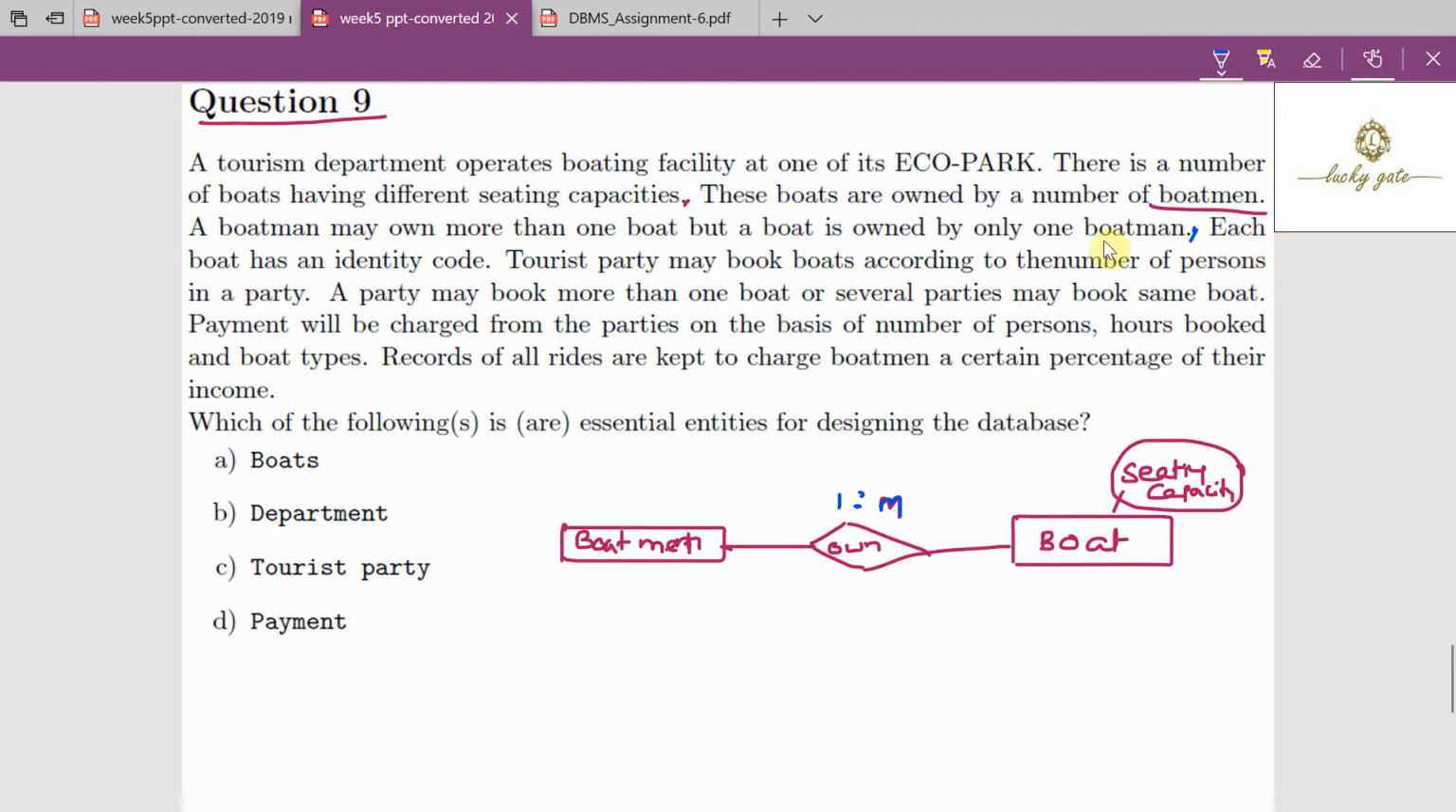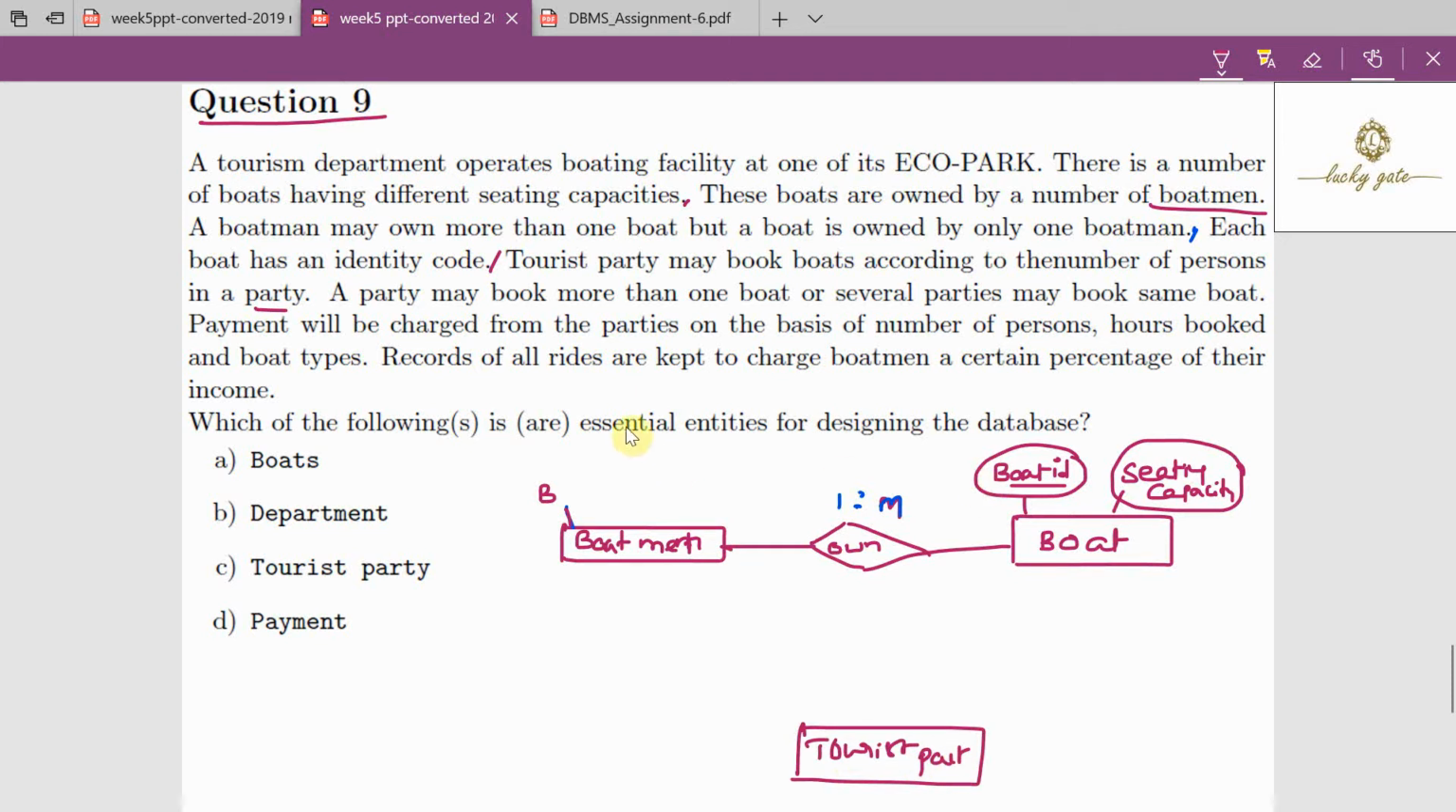Now each boat has a unique identity code. Each boat has a unique boat identity, which I am calling boat ID. Boat ID is a key. A tourist party may book boats according to the number of persons in the party. Here I can take one more entity set, which we call tourist party.